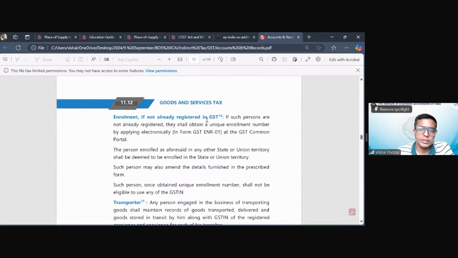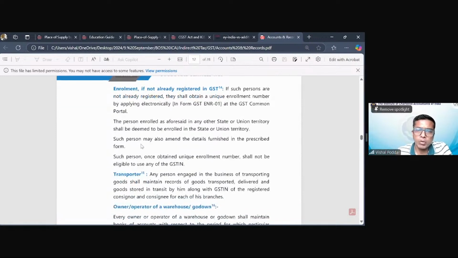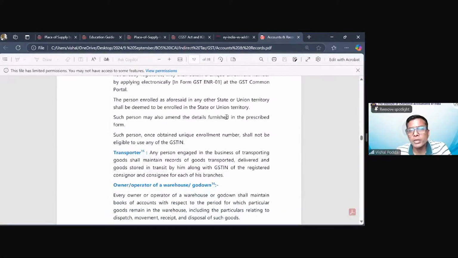Enrollment, if not already registered in GST. If such persons are not already registered, they shall obtain a unique enrollment number by applying electronically in this form at the portal. The person enrolled as aforesaid in any other state or union territory shall be deemed to be enrolled in the state. Such person may also amend the details furnished in the prescribed form. Such persons, once they obtain a unique enrollment number, shall not be eligible to use any GSTIN.